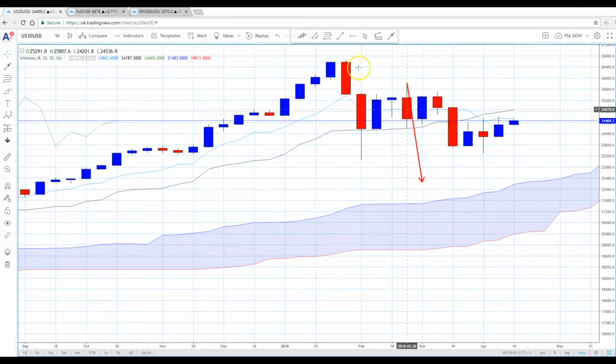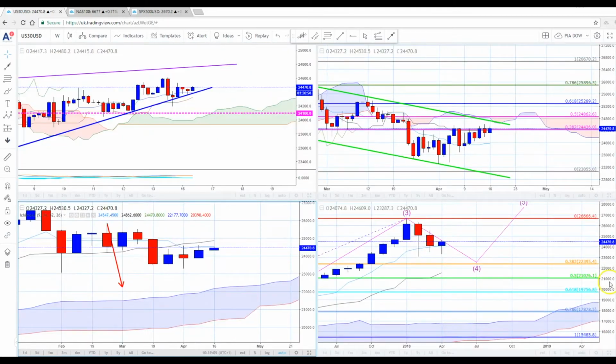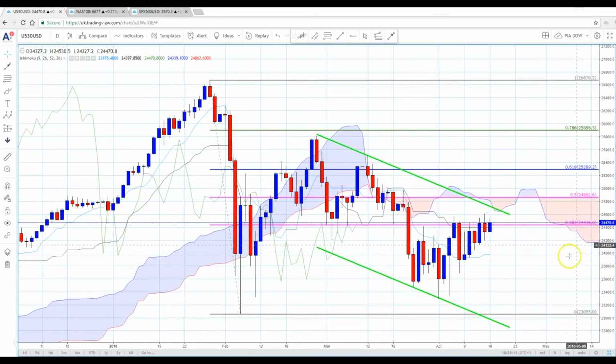and here we're seeing a common AB equals CD correction. This targets a move lower towards this Ichimoku cloud on the weekly basis. So we still believe there's further downside to come before we see a correction higher, and we'll show you on the daily chart a little bit more of what's going on currently.